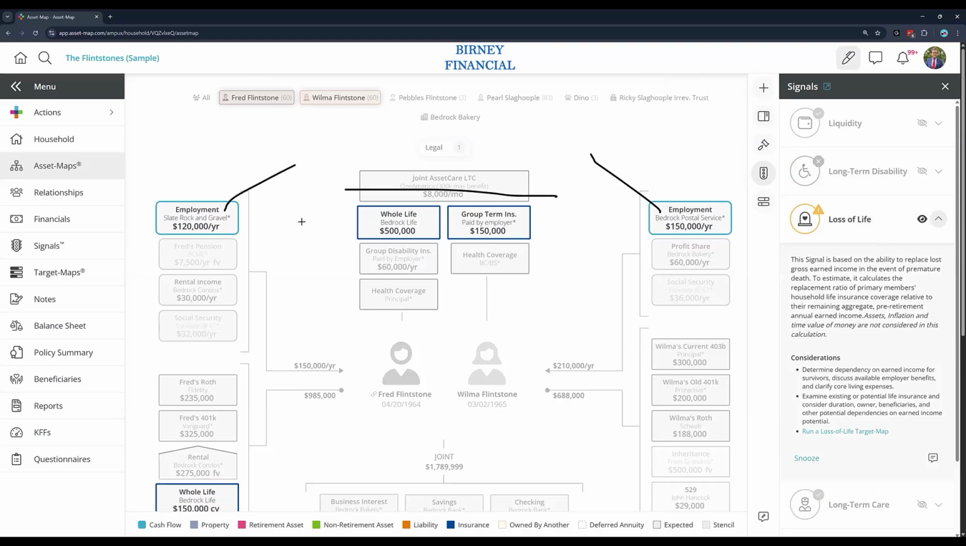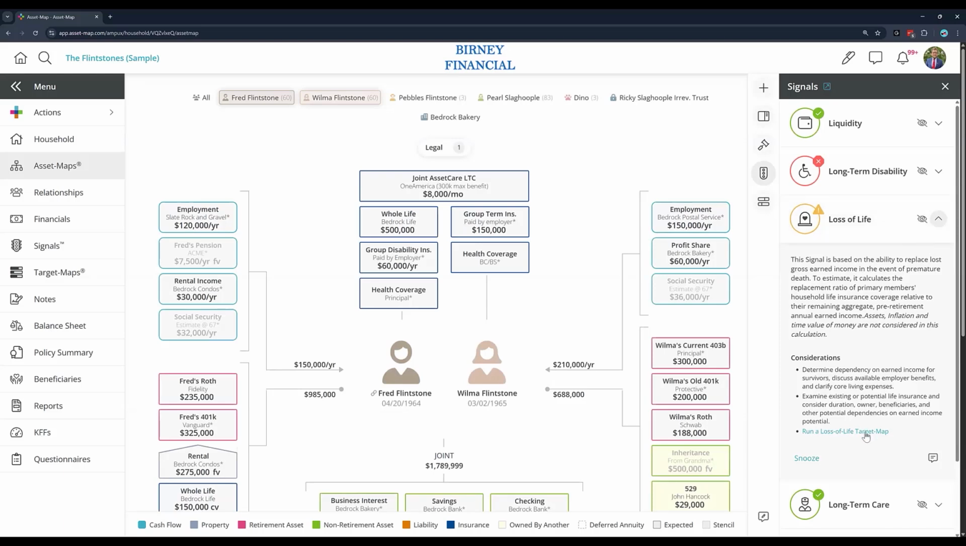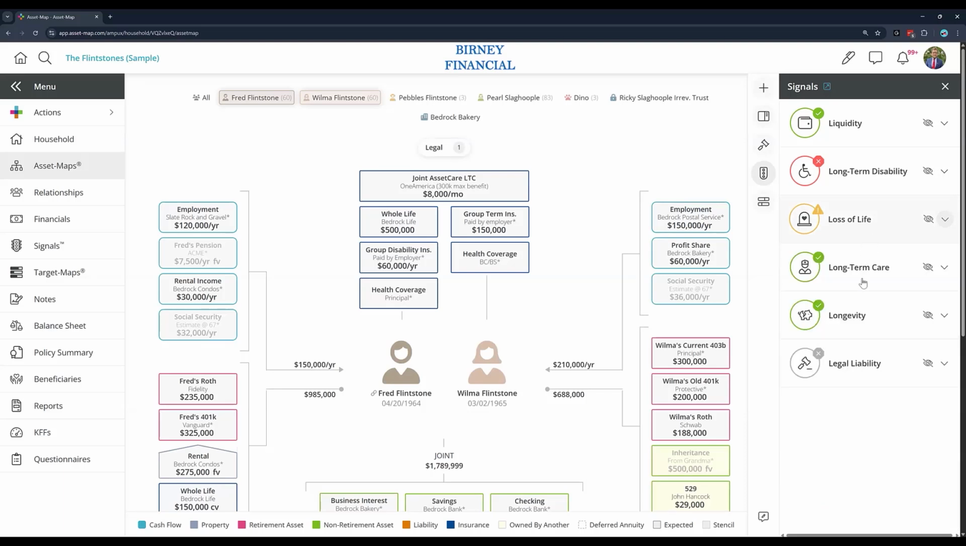What do I have to fund that? Well, we actually do have some coverage here. Fred's got a whole life. Wilma's got that one-time salary group term. So between the two of them, they have something. They have some coverage. That's why the signal's yellow. But it's yellow because it might not be sufficient coverage. We want to dive deeper and make sure we're in a good place here. So this will be the first target map we run together today. We'll run that in just a bit. Before we do, let's hit up these last 3 signals.